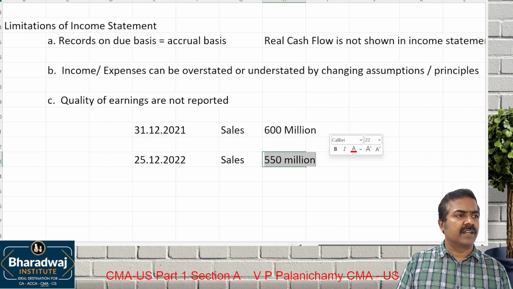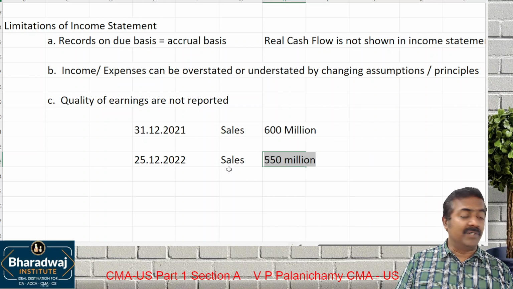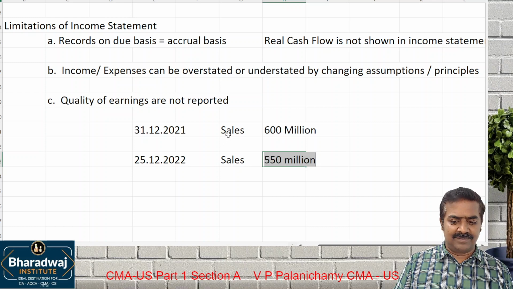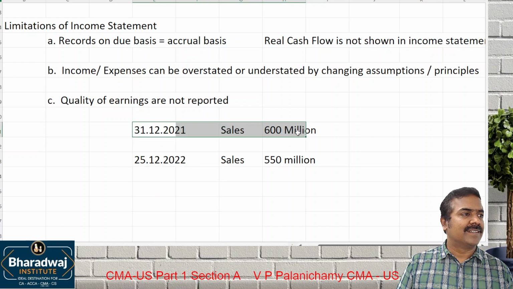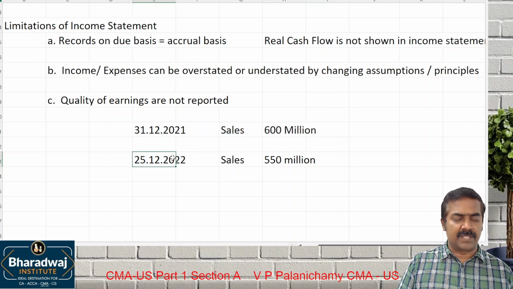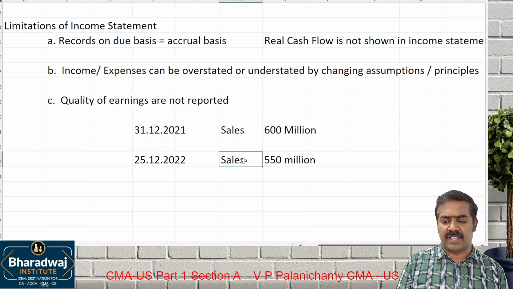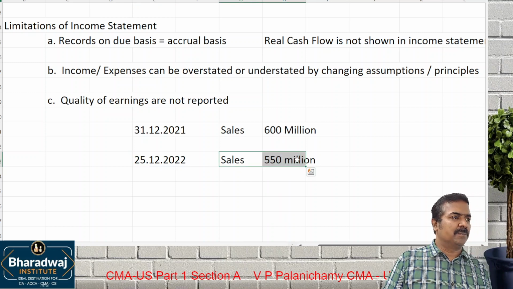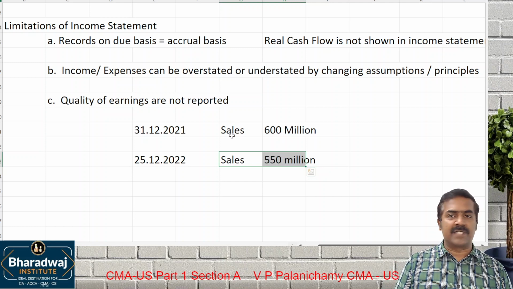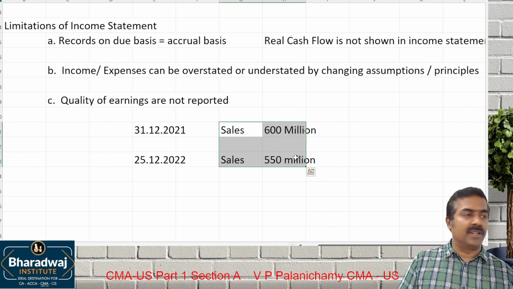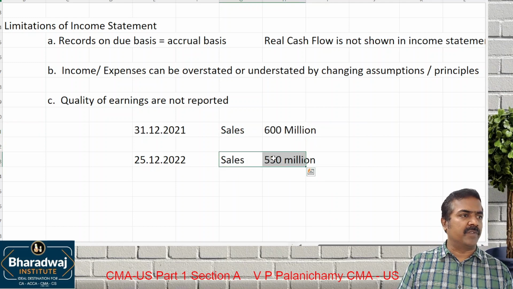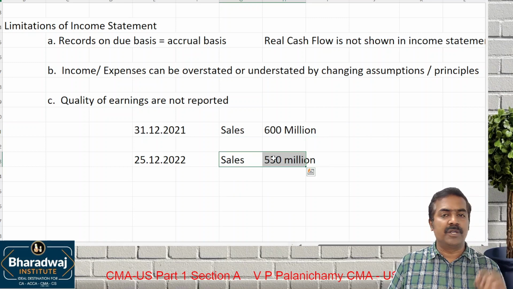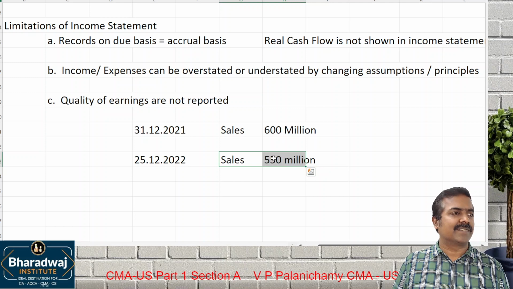What is the sales of the current year? Only 550 million. Will you do something or do nothing? 5 or 6 more days to close the accounting year. Last year, the sales was 600 million. On 25th December, just 6 days before the end of the accounting year, sales is 550 million. If I close as it is, the management will question: last year your sales was 600 million, current year 550 million. Are you growing or declining? We are declining. Shareholders will ask questions.